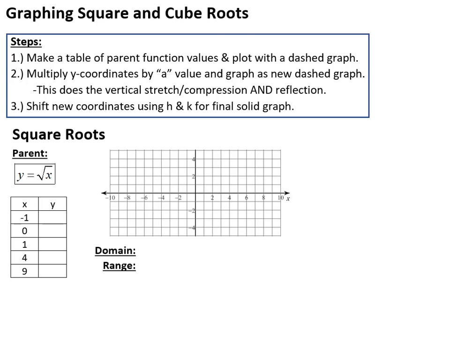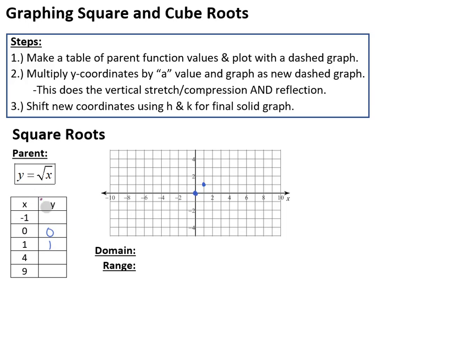So let's take a look at our parent functions. Here's our first one, the square root. The parent is just y equals the square root of x. So we have a table of values to plug in here. Let's start with hopefully some easy ones. I've pre-picked some values. Let's start by plugging in 0. The square root of 0 is 0, so (0, 0) is a point on our graph. If I plug in 1, the square root of 1 is 1, so (1, 1) is also a point on our graph.